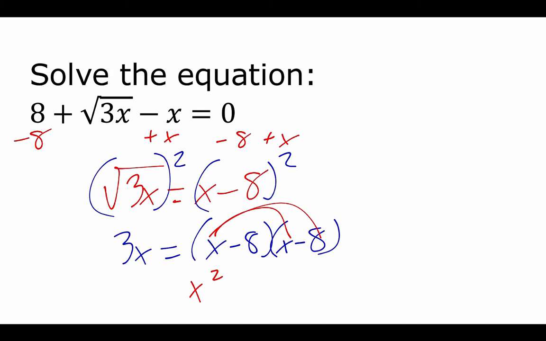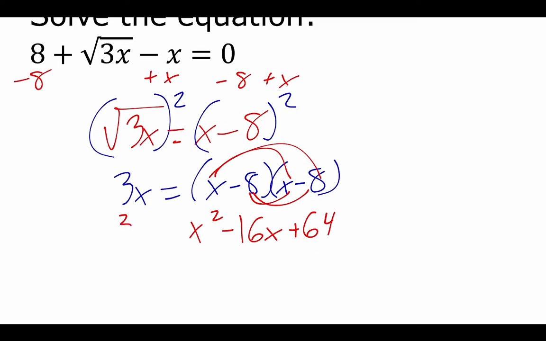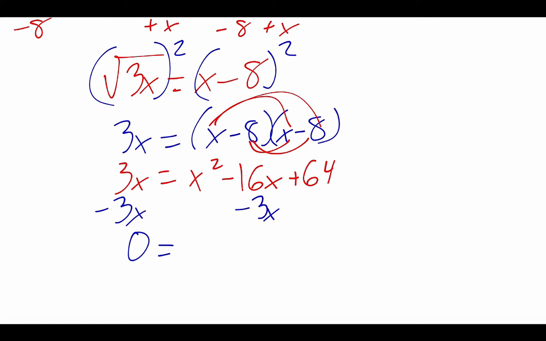X times negative 8, but also negative 8 times x. We get a grand total of negative 16x. Negative 8 times negative 8 is positive 64. And the left side is still 3x. So we got 3x equals x squared minus 16x plus 64. Let's get everything on the same side. I'm going to subtract 3x from both sides, and we end up with 0 equals x squared minus 19x plus 64.